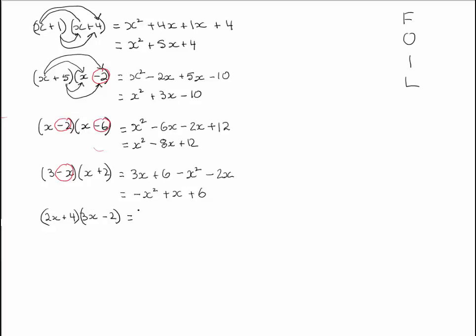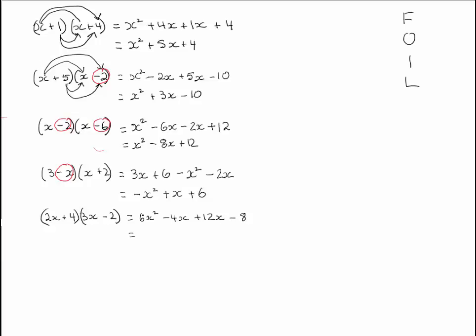Our first two terms are 2x and 3x. 2x times 3x is 6x squared. Our outside terms, 2x times minus 2 is minus 4x. Inside terms, 4 times 3x is 12x. And our last terms, 4 times minus 2 is minus 8.